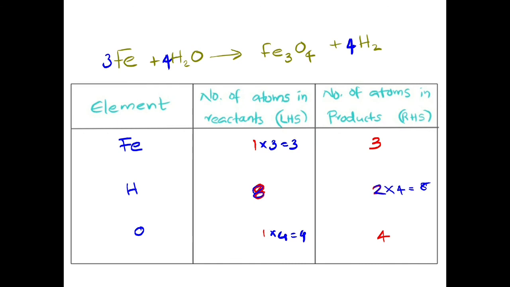So when you look here, it's all balanced. You can see that 3 iron, 8 hydrogen, and when you look at oxygen, it's 4 oxygen. So now we can say that it's all balanced.